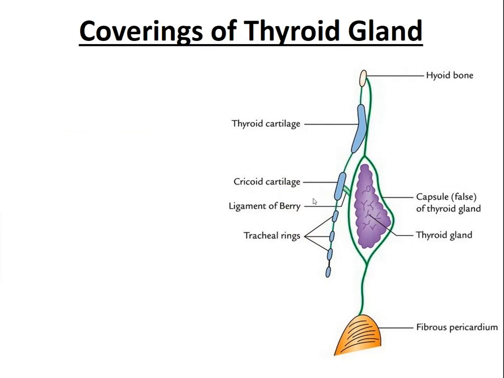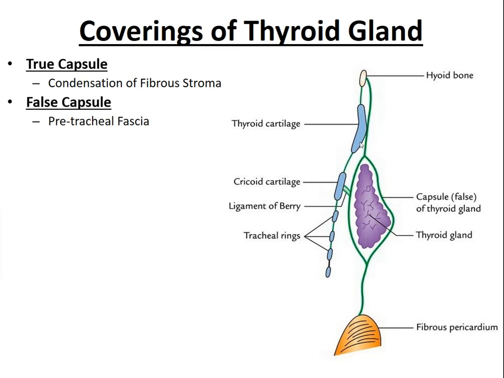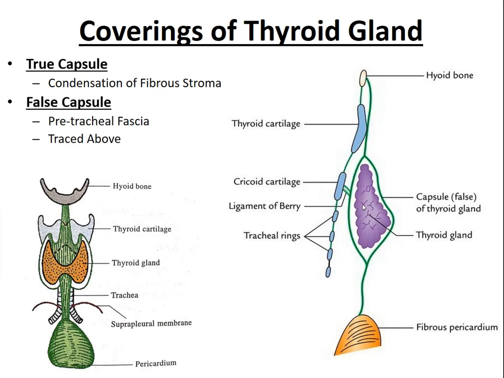Now, what are the coverings of the thyroid gland? There are two varieties. The true capsule, which is a condensation of the fibrous stroma itself, while the false capsule, which you can see in green color, is the pretracheal fascia which splits to enclose the thyroid gland. If you trace it above, it is attached to the hyoid bone, and if you trace it below, it is attached to the fibrous pericardium or arch of aorta.